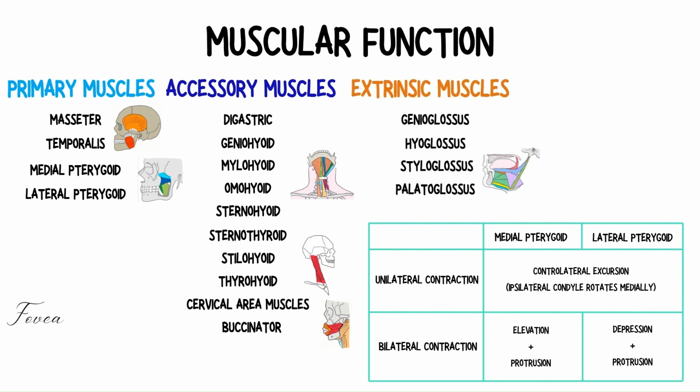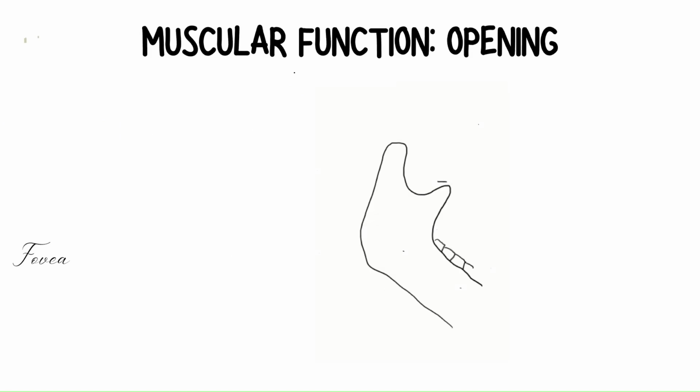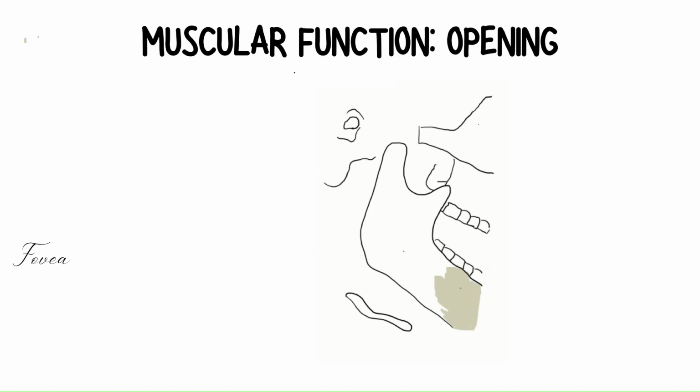Extrinsic tongue muscles have the function of raising, depressing, retracting, or protruding the tongue. Intrinsic tongue muscles have their origin and insertion within the tongue and are involved primarily in changing the shape of the tongue. Although gravity helps open the mouth, significant muscle activation is required to open it fully.